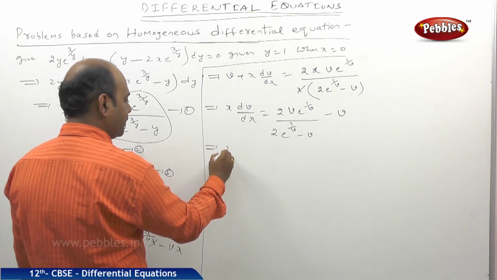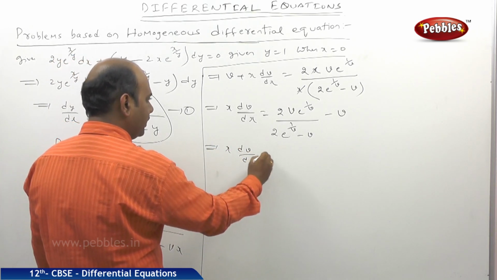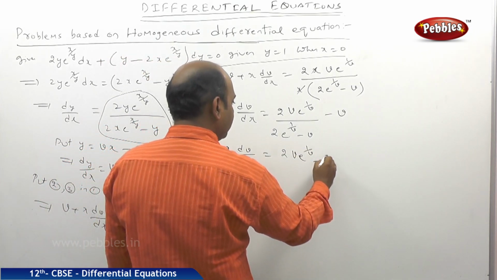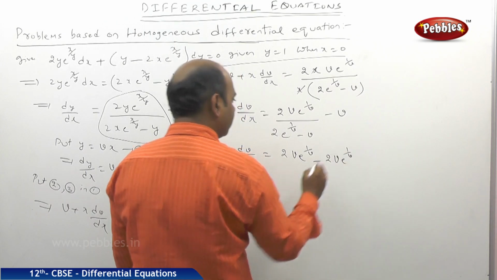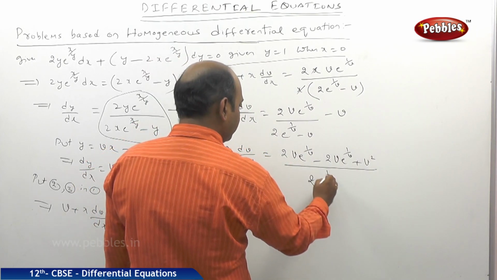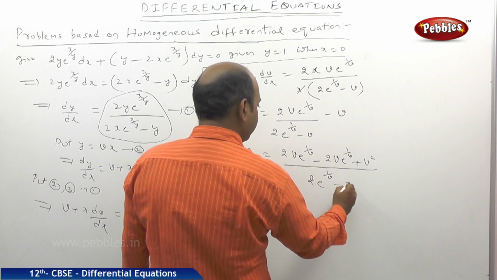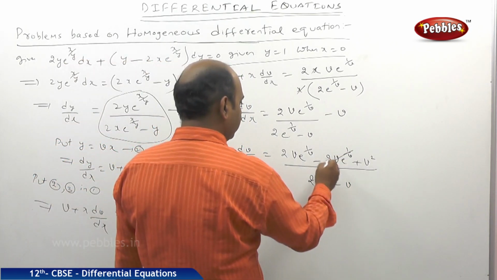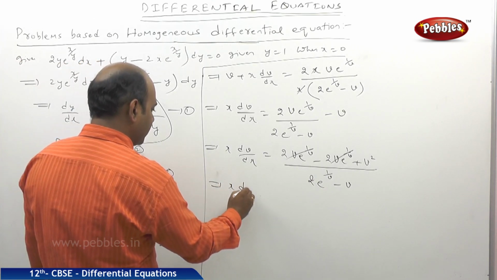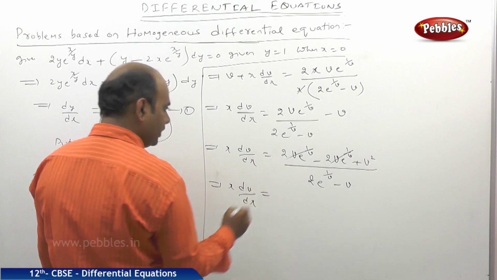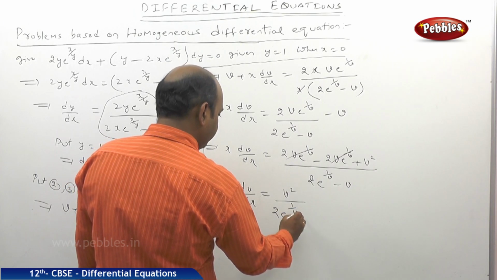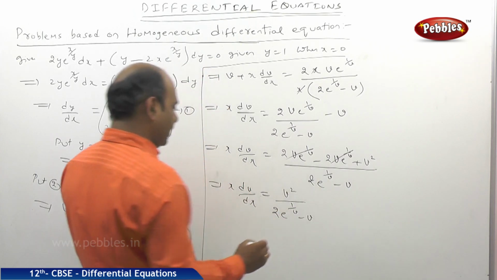So later what happens? x into dv by dx is equal to 2v e power 1 by v minus 2v e power 1 by v plus v square divided by 2 e power 1 by v minus v. I think both will be getting cancelled. So finally what happens? x into dv by dx is equal to v square upon 2 e power 1 by v minus v.